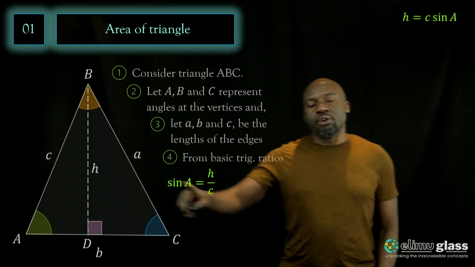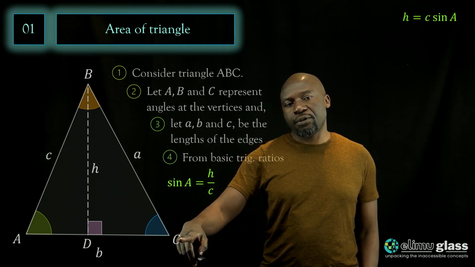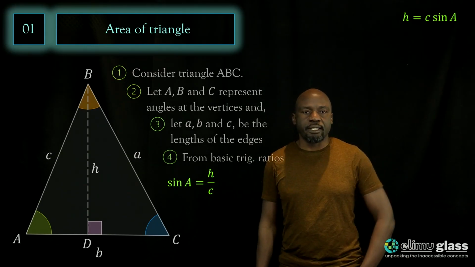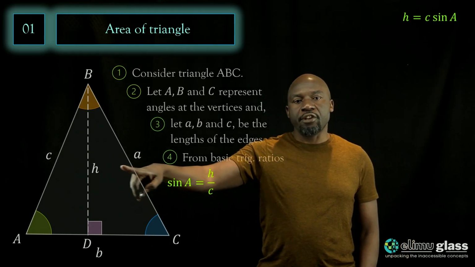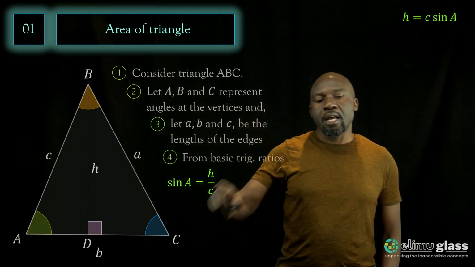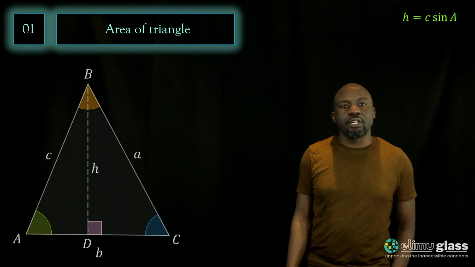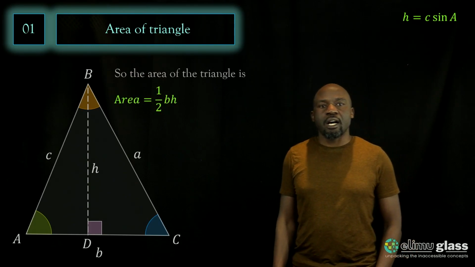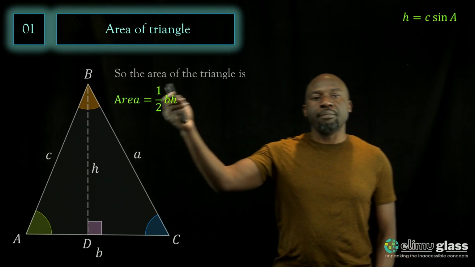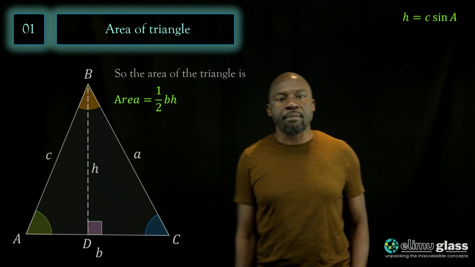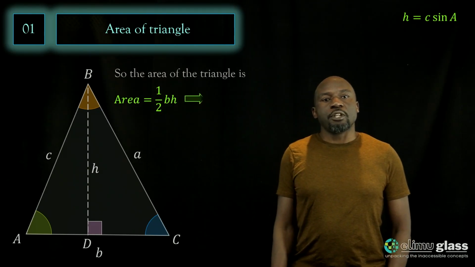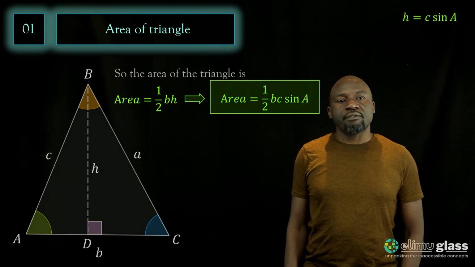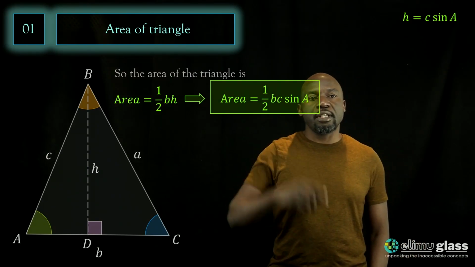Of course, we could also have reasoned that sine of C is also H over A. But right now, let's work with this. Eventually, that leads us to the same thing. Since we know H is now C sine A, we can use the basic rule: the area of a triangle is given by a half base times height. Some people like to write base times height, everything divided by 2. Same thing. If we substitute in for H, remember H is C sine A, we can write that the area of the triangle is a half B times C sine of A.